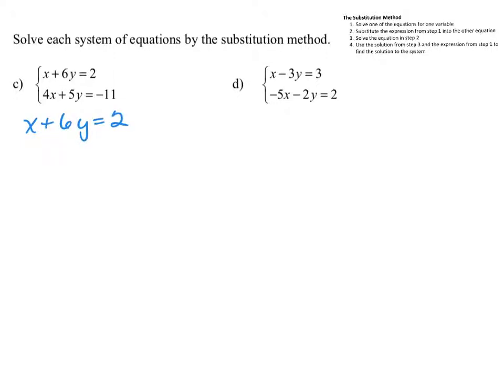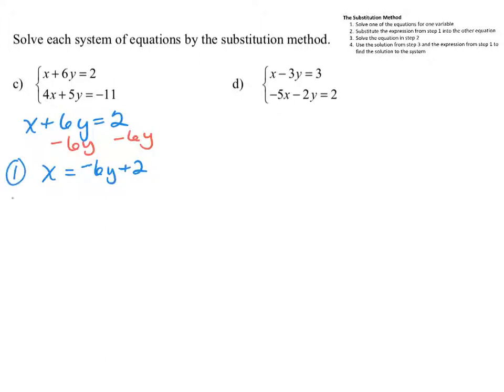And we want to get one of those variables by itself. It would be easier to get the x by itself, and we can do that by subtracting 6y from both sides of the equation, so that we get x is equal to negative 6y plus 2, or you can write it as 2 minus 6y. That's our step number 1.